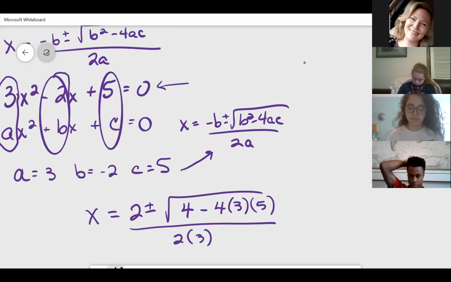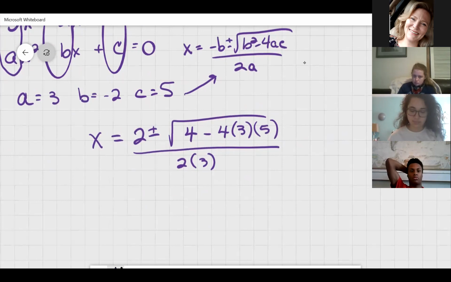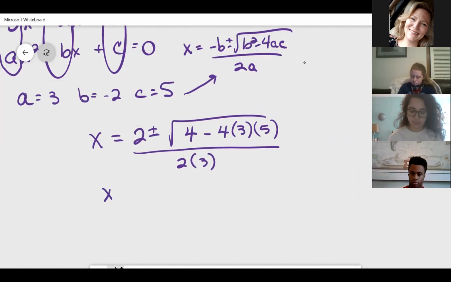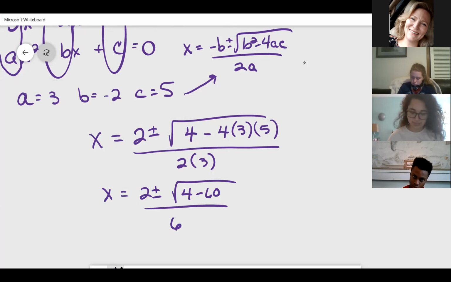Hopefully not as bad as it looked at first. All right, so now just as I work these things out, I'm going to get that x equals 2 plus or minus the square root of 4 minus 60 over 6. So x equals 2 plus or minus the square root of negative 56 over 6.